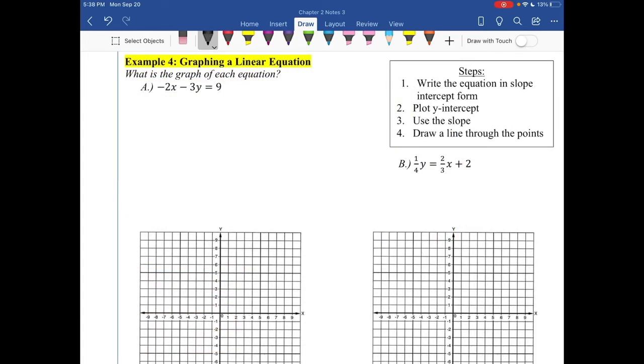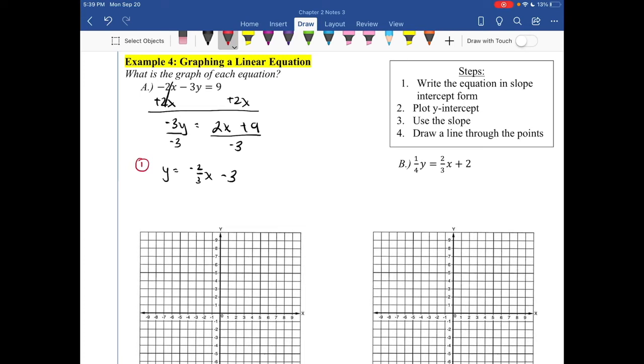The first step is to write the equation in slope-intercept form. Then we can plot the y-intercept. Next, we'll use the slope to find the next point, and then we can draw a line to connect them. Starting off with step number 1, we're going to add 2x to both sides, and that will leave you with -3y equals 2x plus 9. Then divide both sides by -3, and y is equal to -2/3 x minus 3. There is step number 1, putting it in slope-intercept form.